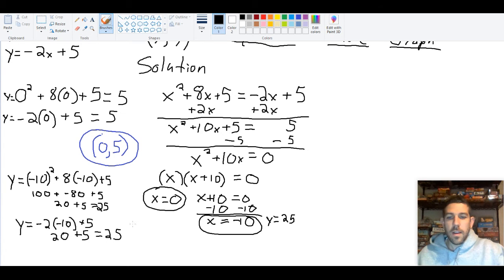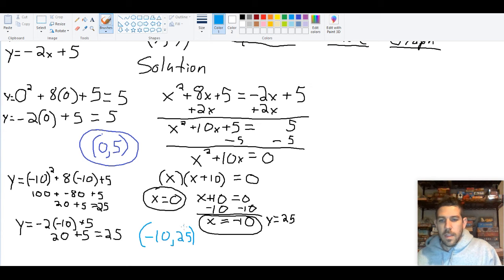So we know our other solution that will give us the same xy. Remember, a solution is an xy pair that works for both equations, and it is going to be negative 10 and 25. So let's put that in blue again. Negative 10, comma, 25. That is a solution.